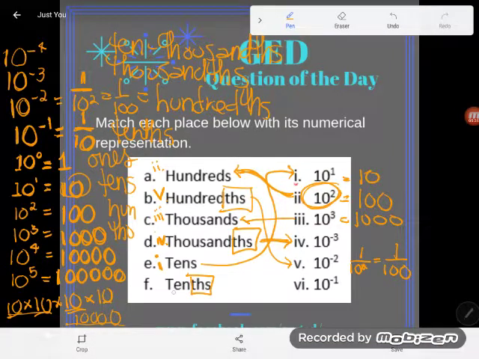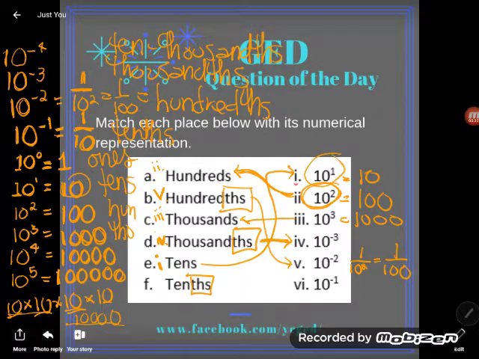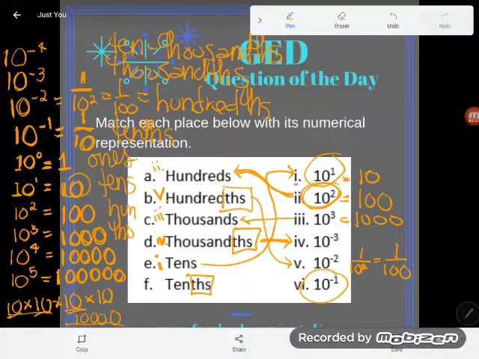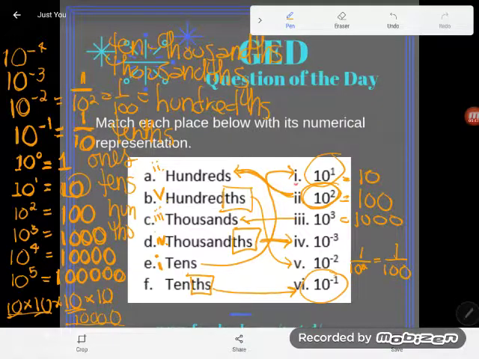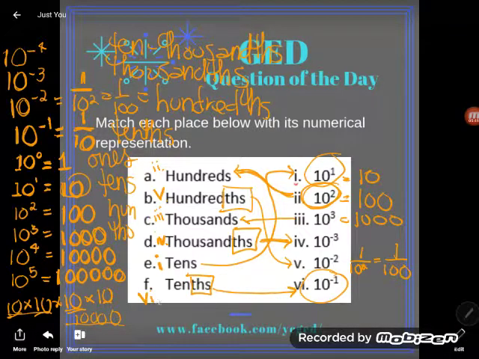And tenths, if tens is 10 to the first power, then tenths is 10 to the negative first power. Looks almost exactly the same, but the exponent is negative to make it fractional. So F matches with 6.